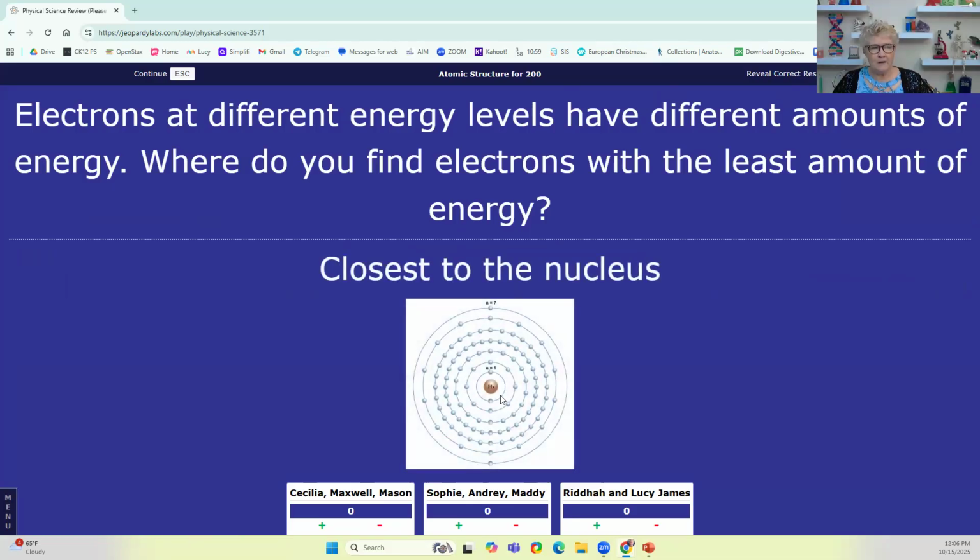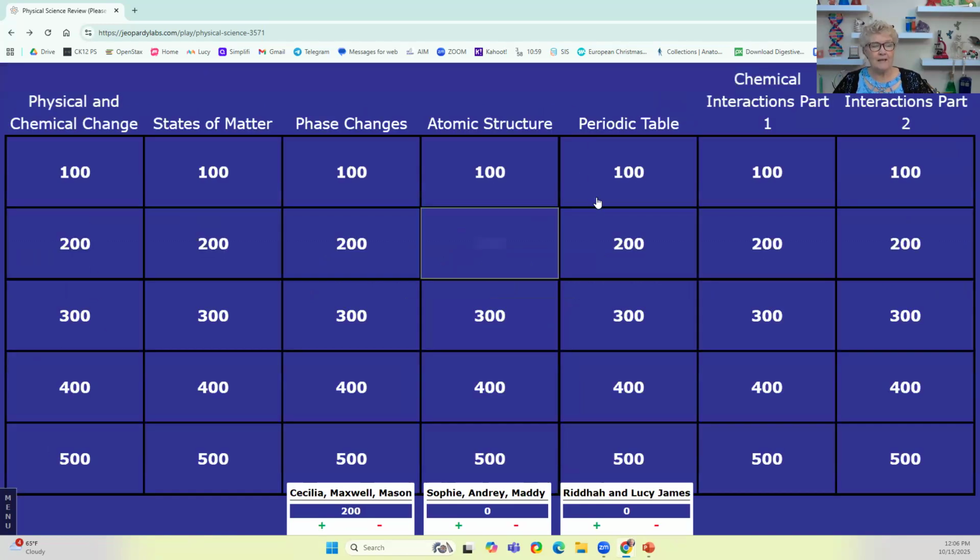So all these right here would have a lot less energy than the ones that are out here do. Yep. All right. So now I give a plus to team 1, and you guys have 200 points. Then we go back here, and the next turn is going to be Sophie.